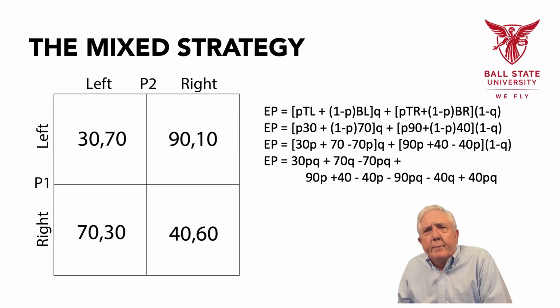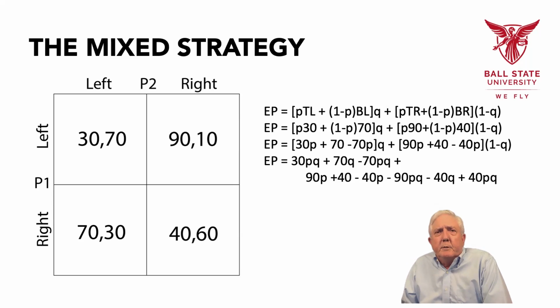And then if we do it further by multiplying the Q's and 1 minus Q's, we get 30PQ plus 70Q minus 70PQ plus 90P plus 40 minus 40P minus 90PQ minus 40Q plus 40PQ. Now, obviously, there's lots of P's and Q's and lots of Q's and P's. So what we're going to do is combine those so that all the PQs are put together, all the Q's are put together, and all the P's are put together. And we end up with this. My expected payoff is minus 90PQ plus 30Q plus 50P plus 40.